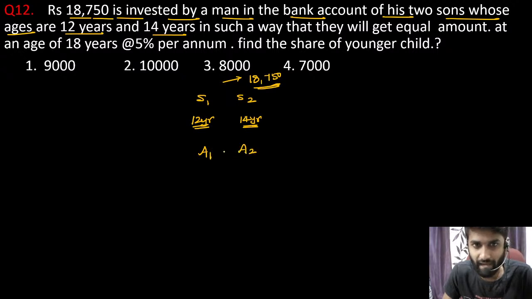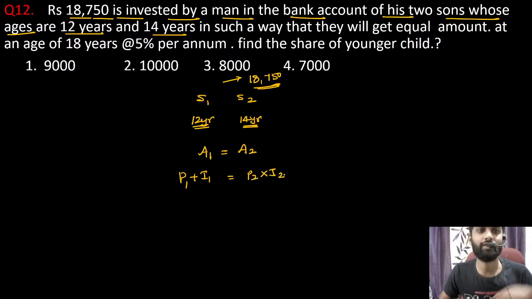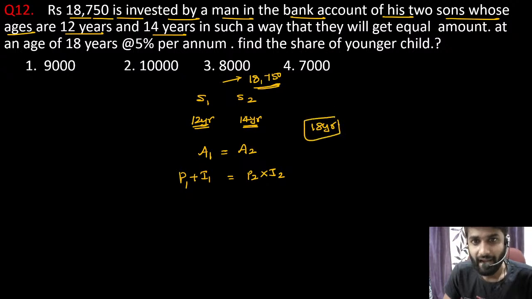A1 is equal to A2. What is the meaning of equal amount? Amount can be carried as principal and interest. P1 and I1 exactly equal to P2 and I2. P1 plus I1 is equal to P2 plus I2. Now see, they will get an equal amount at an age of 18 years, at a rate of interest equal to 5% per annum.